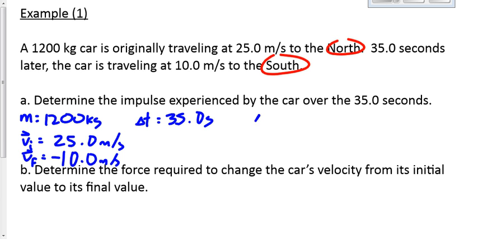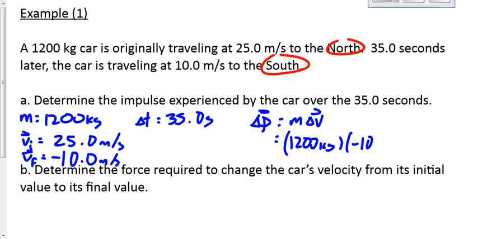We're going to say delta p is equal to m times delta v. 1,200 kilograms times vf minus vi. Now be careful here. vf is negative 10. Subtract 25. Negative 10, subtract 25. When we do that, we end up getting negative 4.20 times 10 to the 4.